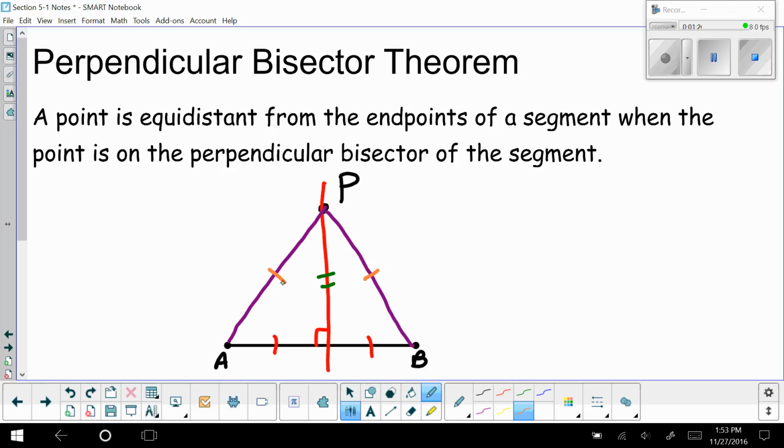And that means also vice versa, if I have a point that's equidistant from the two endpoints, it must be on the perpendicular bisector.